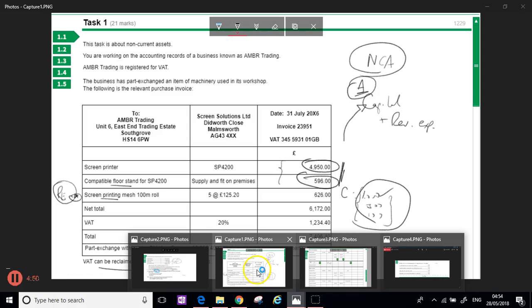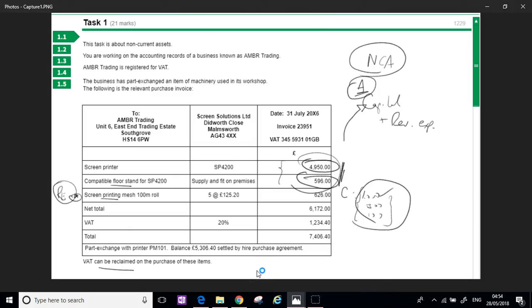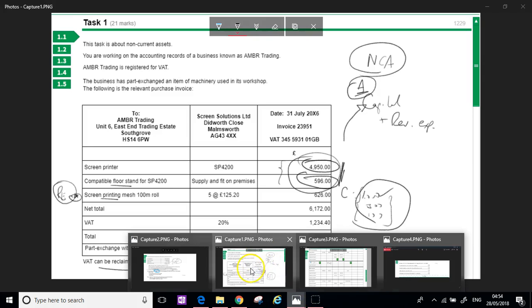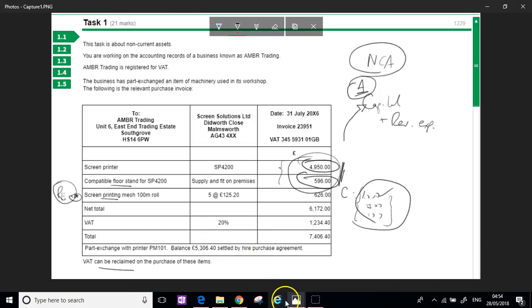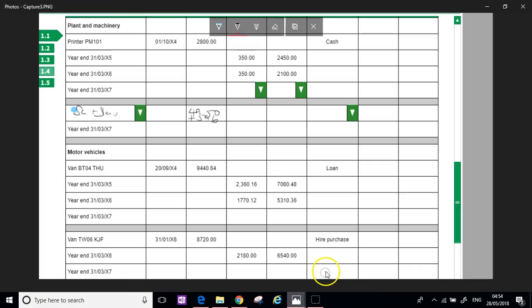There you are, 4950 and the 596, because those are the two things that you're paying for. This is revenue expenditure. Okay, right, and let's go back here. So you have those two things together.